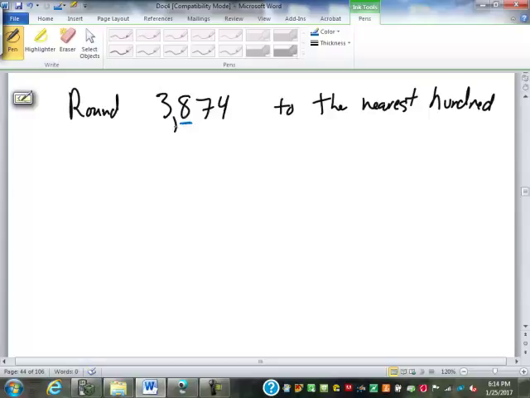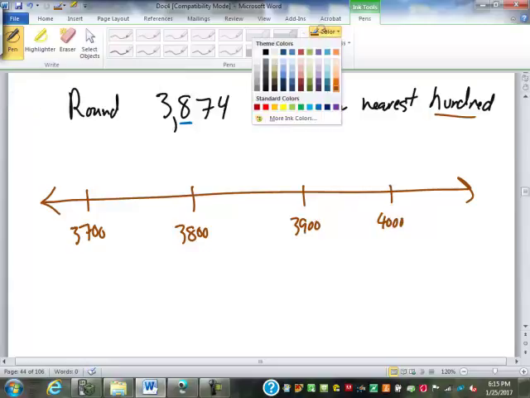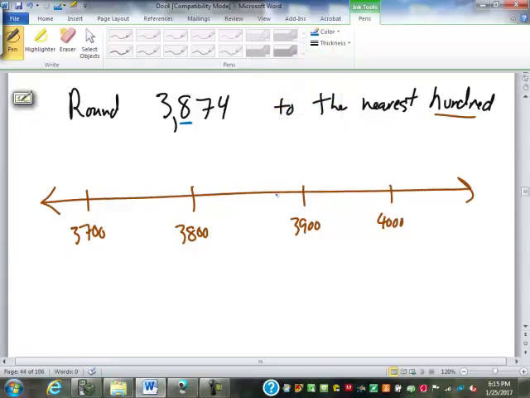That's what that 8 is telling us. When we're rounding, what it's really asking us to do is to look at a number line. And let's say our number line is to the nearest 100, meaning our number line is only numbered in hundreds. So 3,700, 3,800, 3,900, 4,000, and so on. 3,874 is somewhere in here. It's asking us physically which one it's closest to. On the number line, we can see it's closer to 3,900.